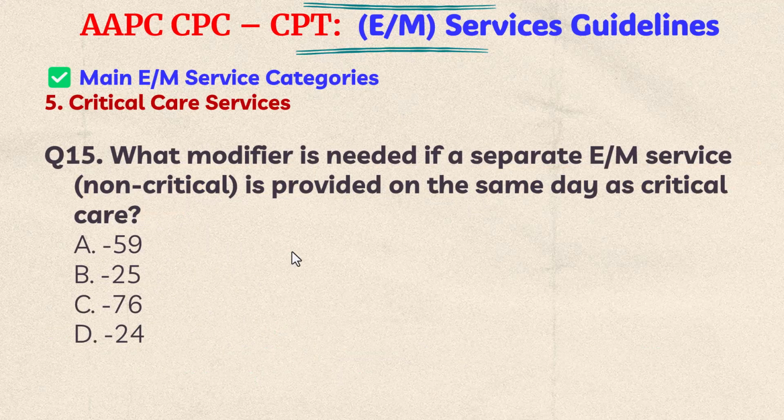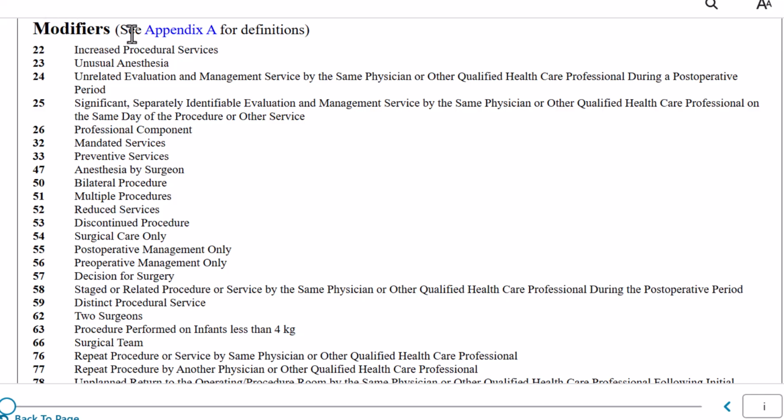Question number 15. What modifier is needed if a separate emergency management service, non-critical, is provided on the same day as critical care? A. 59, B. 25, C. 76, D. 24. The modifiers are available on the back side of the front cover of the CPT code book. Here you will find the modifiers. The first modifier given in the question is 25. Modifier 25 is a significant, separately identifiable evaluation and management service by the same physician or other qualified healthcare professional on the same day of the procedure or other service. So this would be the correct modifier.